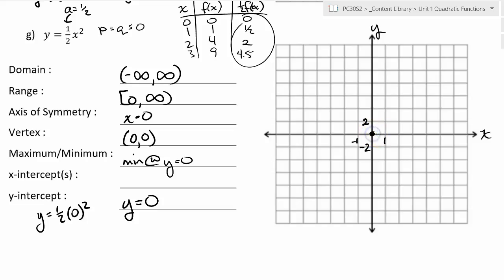Vertex is still at 0, 0. I'm going to go over 1 and up just a half. So I'm barely leaving that x-axis because even halfway up is 1. Okay? Over 2, I should only be going up a total of 2, not 4. Over 3, up 4.5.